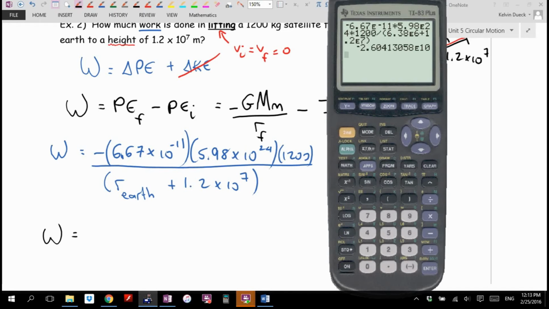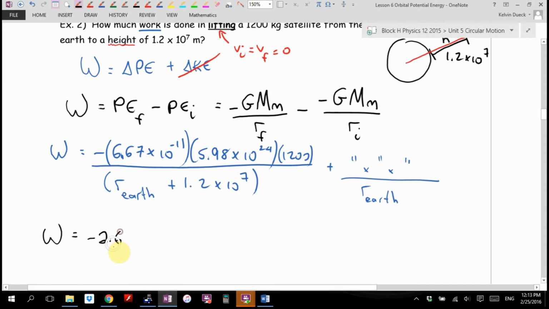Little rule of thumb, you're going to find the amount of energy to put something in space will almost always be a 10 to the 10th or a 10 to the 9th if I'm making up reasonable numbers, and I usually will be. In other words, if you get an answer like 10 to the 5th, you've screwed up. If you get an answer like 10 to the 20th, this isn't Star Trek. You're going halfway across the galaxy. I'm going to carry a bunch of digits, negative 2.60413 times 10 to the 10th.